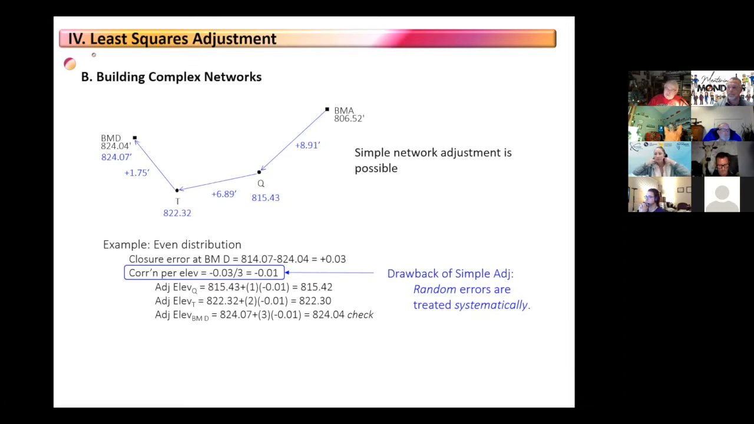They don't behave in a systematic fashion. They're likely to be positive or negative. So we're assuming that all the elevations wound up to be too high because the closing elevation wound up to be too high. So we gave a part of that correction to each one of these here. Well, Q might have been too low, T might have been too high, and this one might have been too high, because that's the way random errors behave. But with a simple network with minimum redundancy, we don't have enough information to figure that out. So we use some sort of simple adjustment to do that.